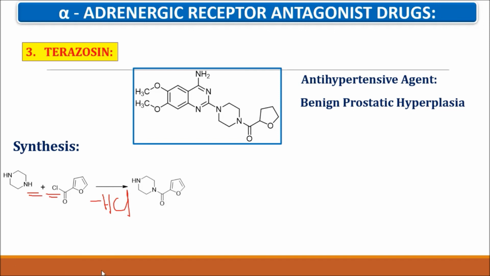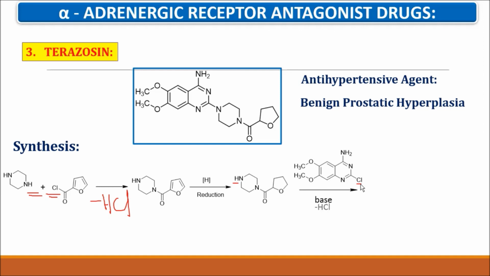Now in this compound you can observe that double bonds are present in the furan ring. That's why we do catalytic reduction, hydrogenation, converting the double bonds into single bonds. Next we add the remaining part of terazosin, which has the Cl group. In the presence of base, hydrogen from here and chlorine from here, dehydrohalogenation takes place. This gives the compound terazosin.